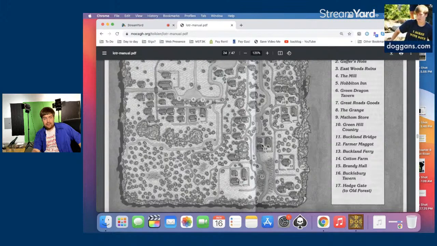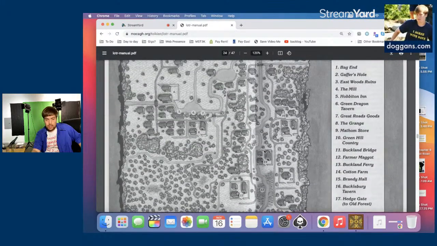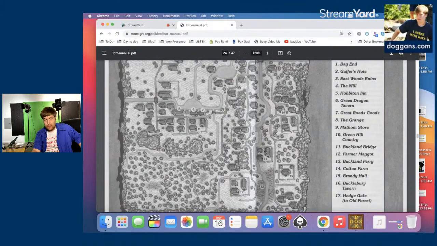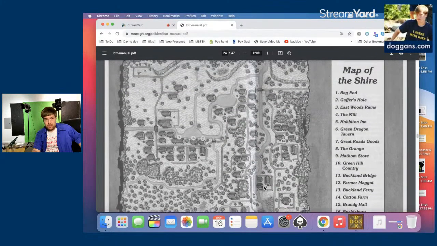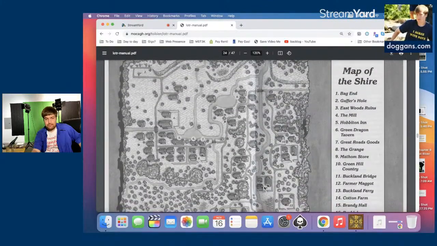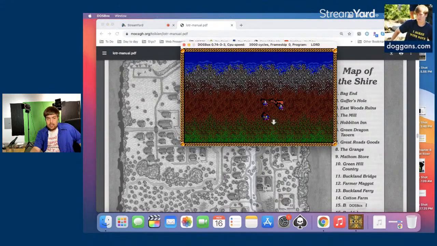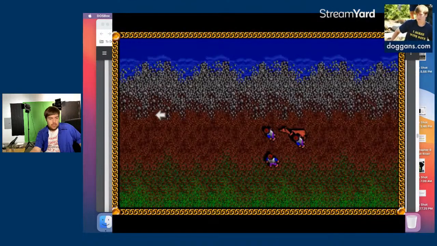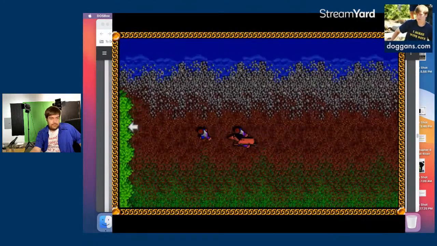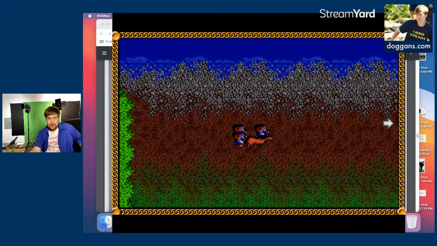Oh, and the cotton farm where I could see old Farmer Cotton and Rosie. Okay, okay. And Buckland Ferry's down there, and that's where I'm supposed to meet Mary anyway. So, I guess screw the child who's missing, and let's explore this further. Not this way, apparently.